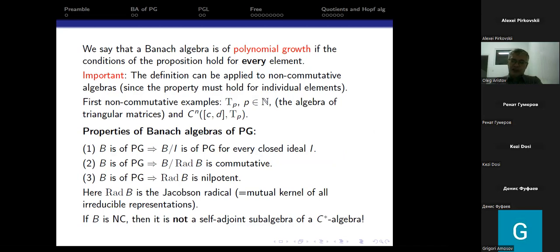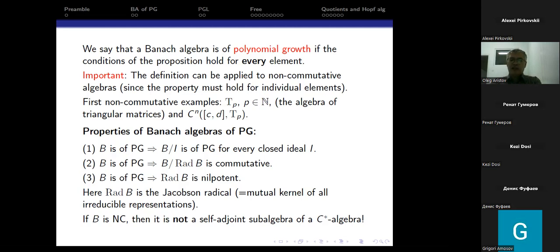And this is in some sense new, because the property of an individual element, of a single element, is well known. But when we want this property to hold for every element, this is an essential restriction, a sufficiently strong restriction. But it's important that the definition can be applied to non-commutative algebras.